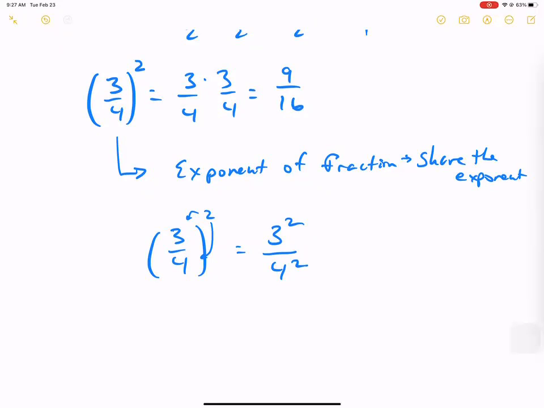Now, why could we do this? Well, if we go back here, didn't we say we were going to have 3 over 4, again a 3 over 4? So we were going to write as many as the exponent says. Since we have 2, we're going to have 2 now.